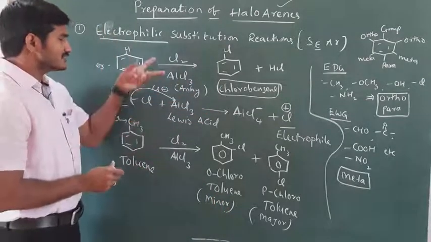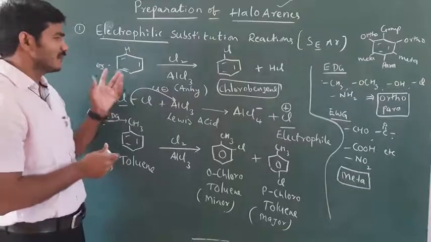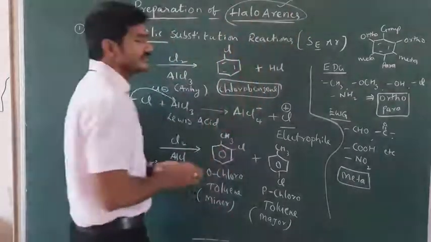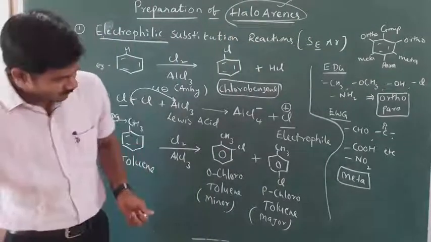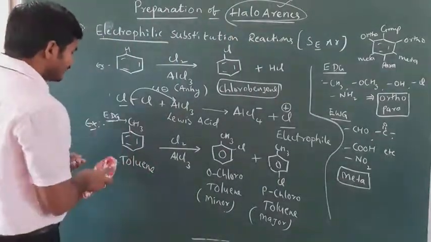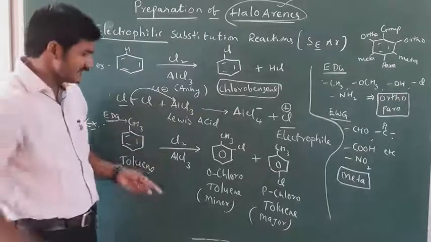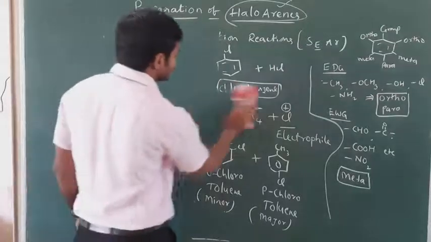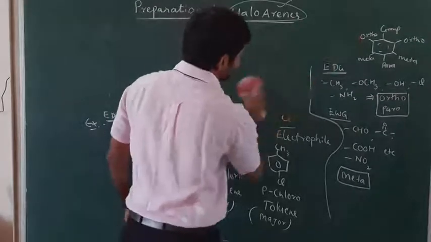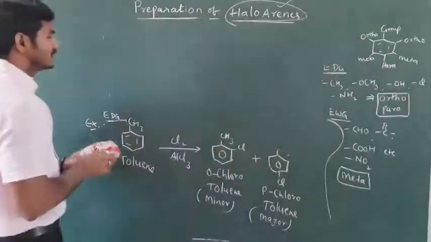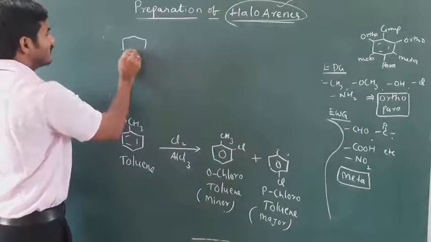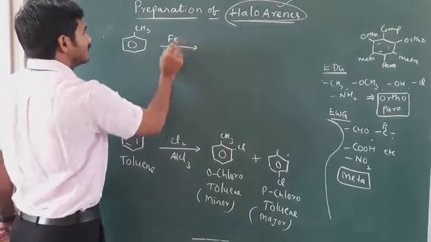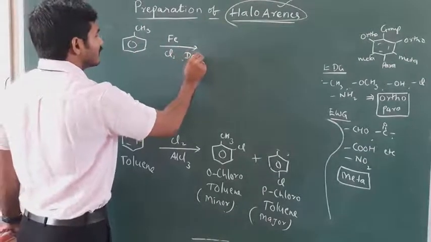Okay. So like this, through electrophilic substitution reactions on the aromatic ring, we get haloarenes. You can prepare haloarenes by these methods. And one more point. Here I have taken toluene on reaction with chlorine and AlCl3. The same reaction I will write with another reagent. Another reagent I write, that is, when toluene reacts with Fe and Cl2 in the dark.